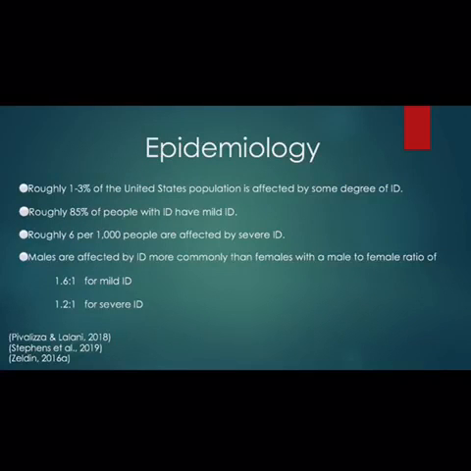The epidemiology of ID. Roughly 1 to 3% of the United States population is affected by some degree of ID. Roughly 85% of people with ID have mild ID. Roughly 6 per 1,000 people are affected by severe ID, and males are affected by ID more commonly than females, with a male to female ratio of 1.6 to 1 for mild ID and 1.2 to 1 for severe ID.